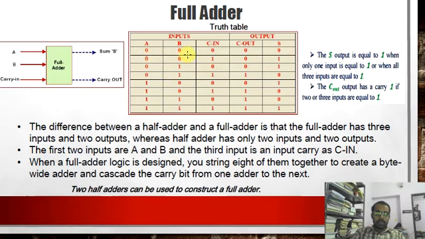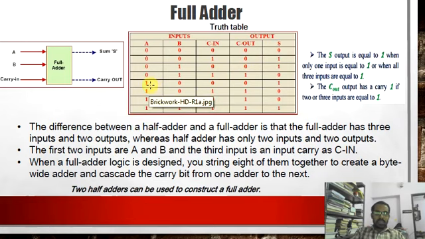When A is equal to 0, B is equal to 0 and C in is equal to 0, the sum is 0 and carry output is also 0. When A is 0, B is 0 and carry input is 1, so 0 plus 0 plus 1, the sum is 1 and there is no carry generated. In the third case, when A is 0, B is 1 and C in is 0, 0 plus 1 plus 0, the sum is 1 but the carry output is again 0. In the next case, 0 plus 1 is 1, 1 plus 1 is 2. That means sum is 0 and carry is 1.